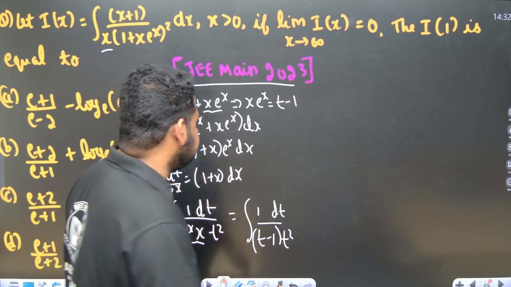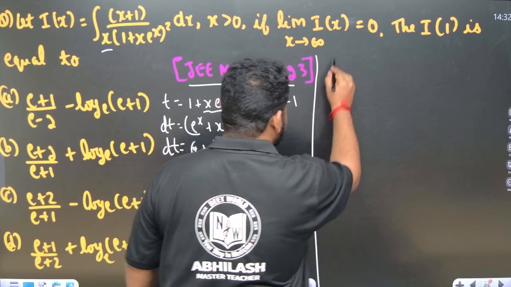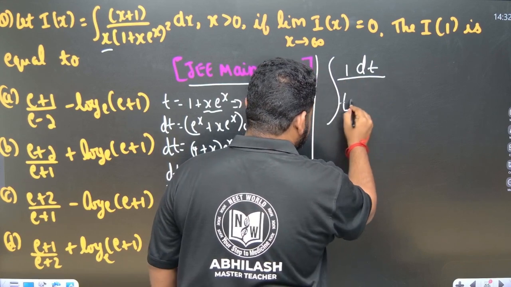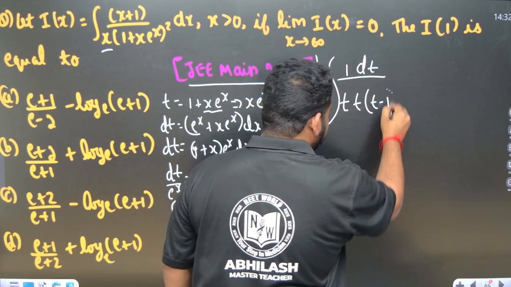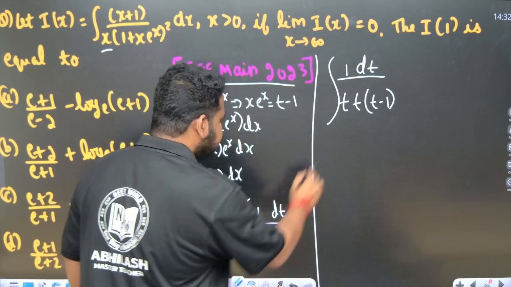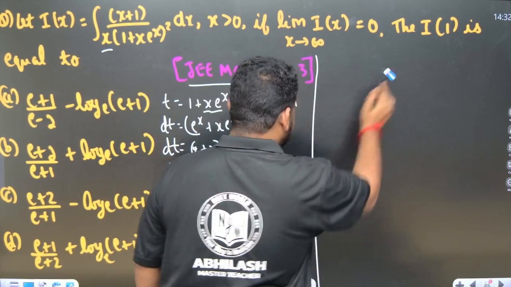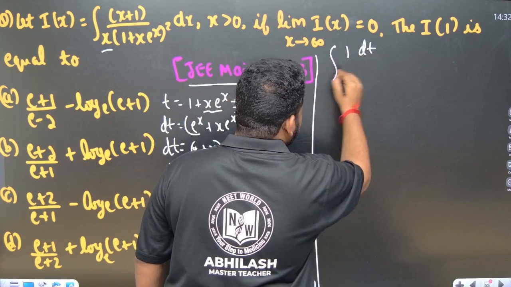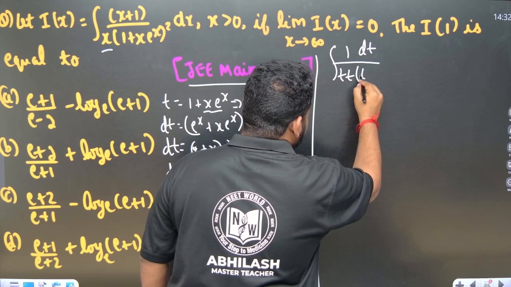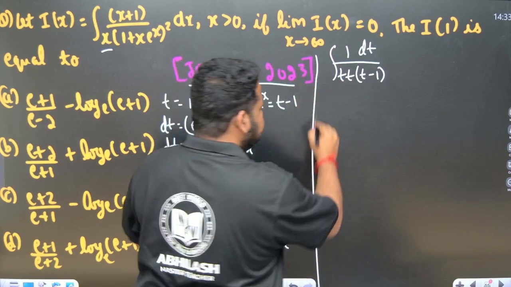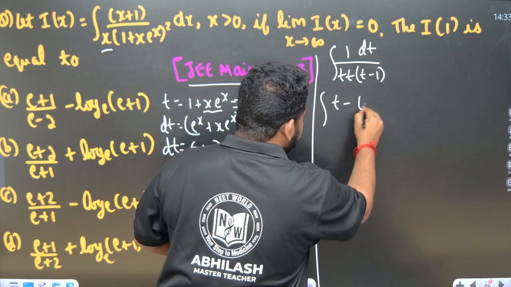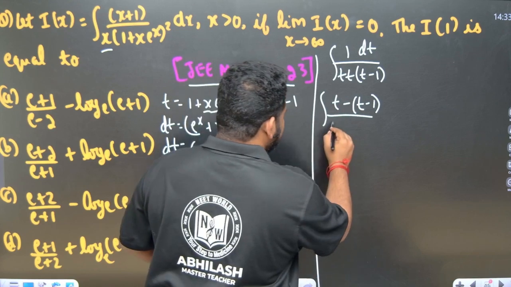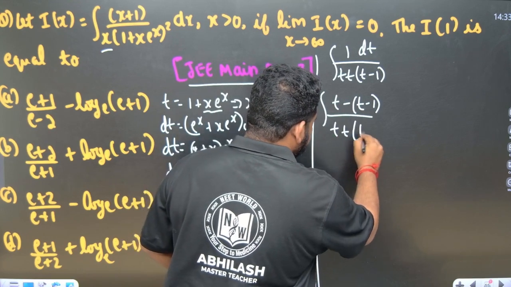Now, by sequence and series, I can manipulate this and write it as what? First, let me write it as dt by t into (t minus 1). t square can be written as t into t, friends. So, this becomes 1 into dt by t into (t minus 1). This 1 can be written as t minus 1, which gives me 1. So, the denominator will be t into (t minus 1) dt.